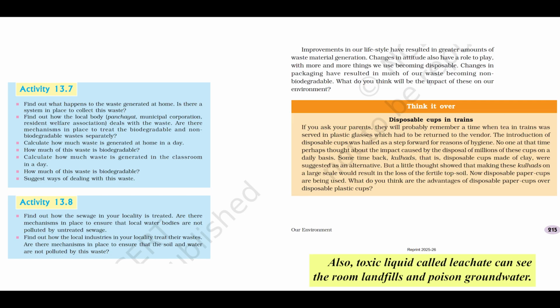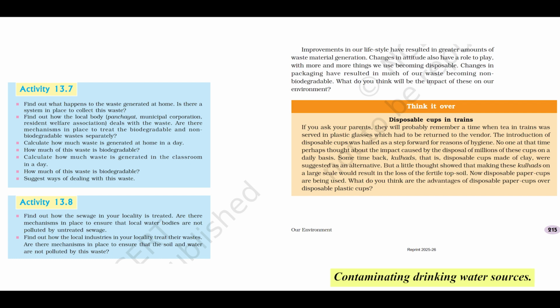Also, toxic liquid called leachate can seep from landfills and poison groundwater. Contaminating drinking water sources. Potentially, yes. Third, soil pollution. Plastics in soil can block water and air from reaching plant roots, reducing fertility. Chemicals in the plastics can also leach out and contaminate the soil.